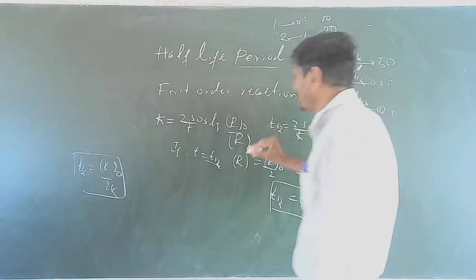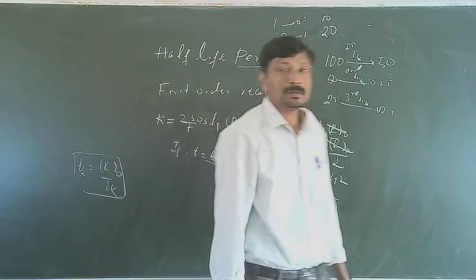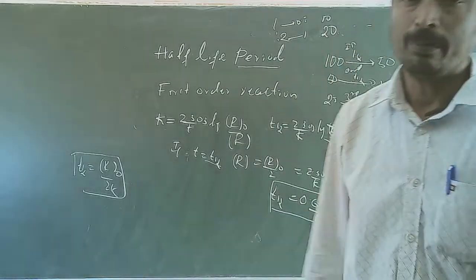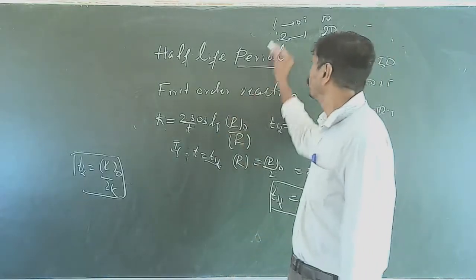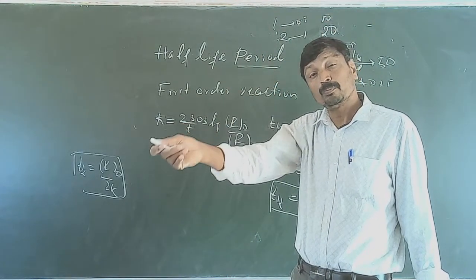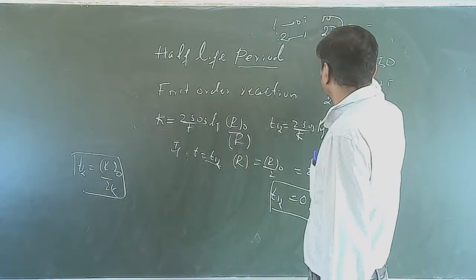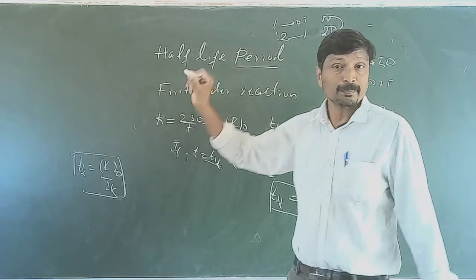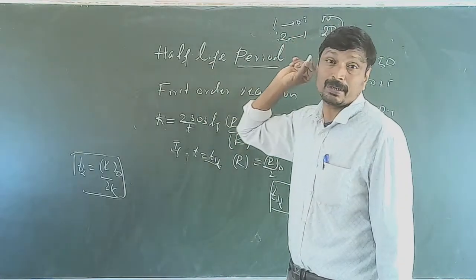Look, I will repeat this one. Suppose you have started with 1 mole. The time required to reduce it to 0.5 mole is 10 minutes. If you have started with 2 moles, the time required to convert 2 moles to 1 mole is also 10 minutes, not 20 minutes. Then the half life period is directly proportional to the initial concentration. Therefore, it's a zero order reaction.